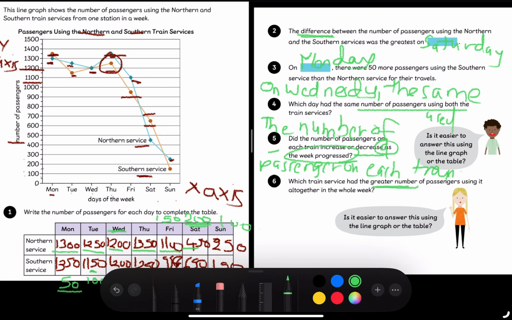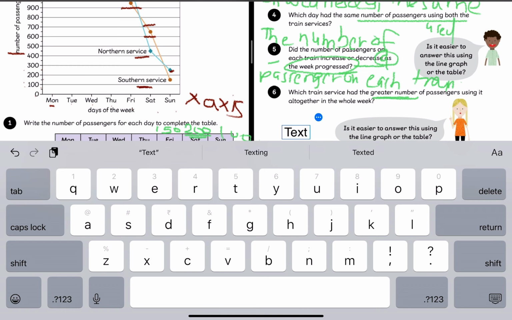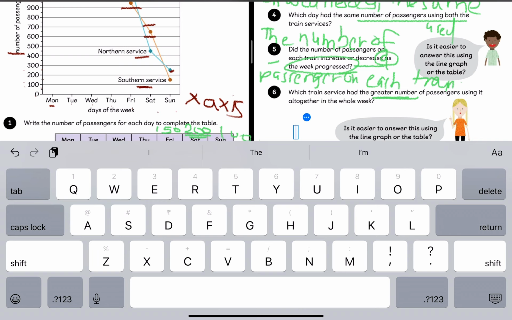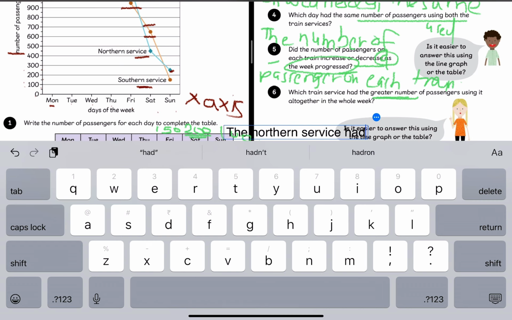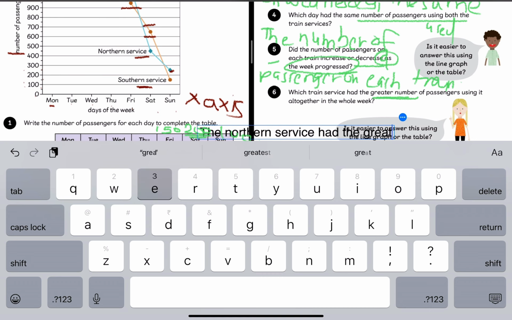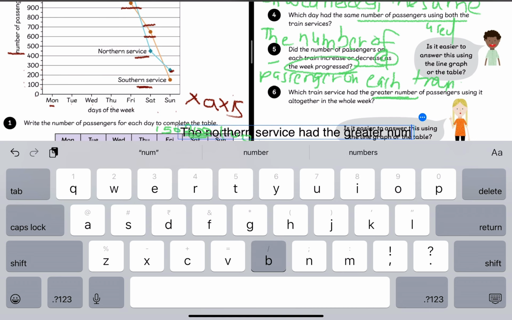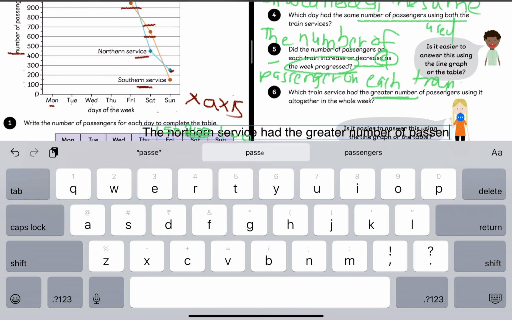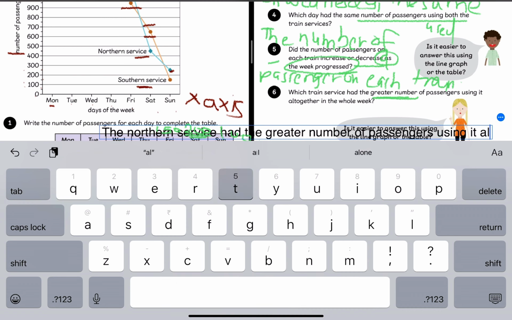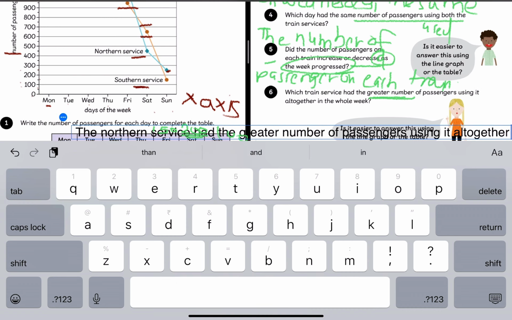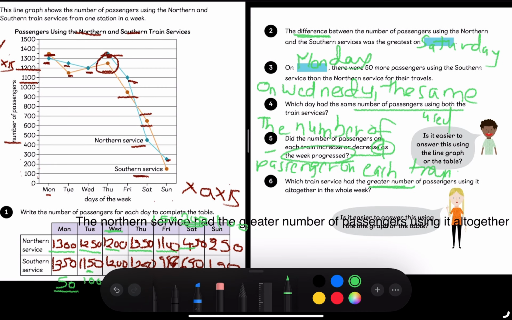So we are going to try to type the whole answer here, all right? Therefore, the answer will be the Northern service had the greater number of passengers using it all together. Okay, so this is how I will answer my question in a whole sentence.